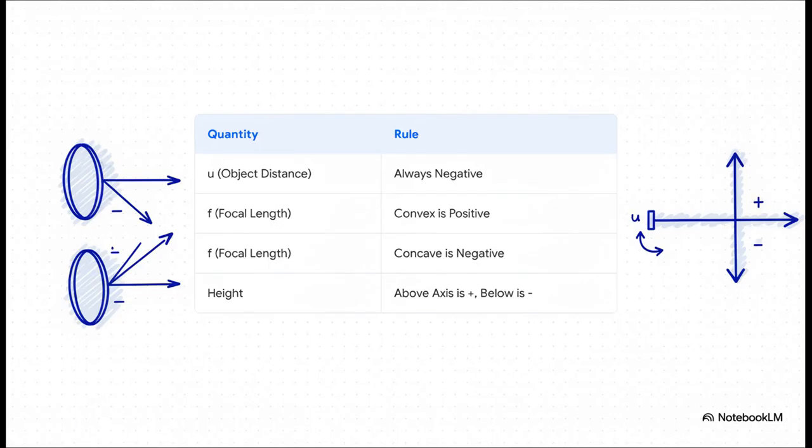Right, but to use these formulas, we need to know whether to plug in positive or negative numbers. It's actually simple. First rule, the object distance, u, is always negative. For the focal length, f, just remember this one thing. Anything that converges light, so a convex lens or a concave mirror, is positive. Anything that diverges light is negative. That's pretty much the core rule you need.